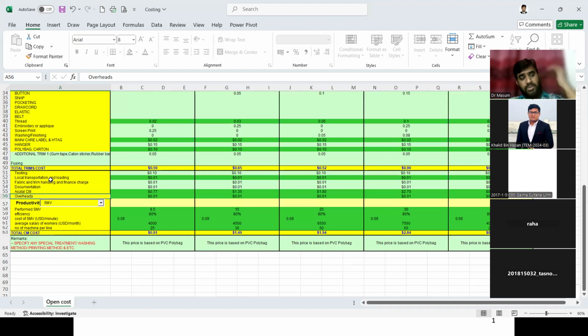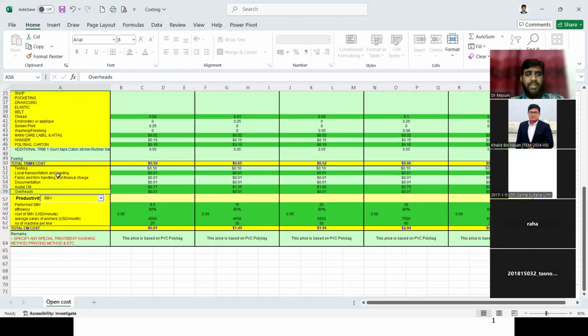So you will include operating expenses. Operating expenses means administrative expenses and sales and distribution expenses. Here, testing, local transportation and loading, transportation and loading, this is marketing, operating cost. Fabric and trim handling and finance charge, this is also administrative cost. Documentation is also administrative cost. So administrative costs are given here, but not in a formal, proper way. So you are going to prepare a cost sheet that will have all the information formally.